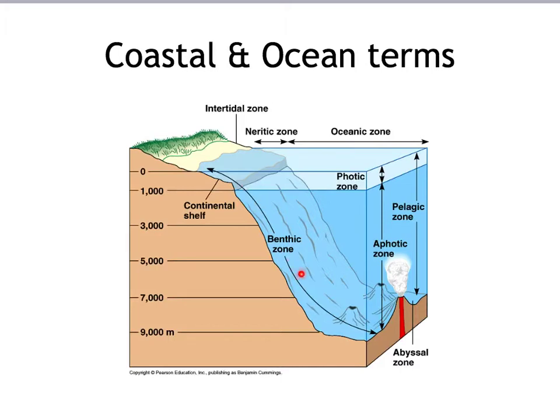The benthic zone is the bottom of the ocean. We have the abyssal zone. The abyssal zone is the deepest part of the ocean out in the ocean. It's the flat part. You may have mountains or whatever due to volcanoes. And with the abyssal zone, of course, you also have trenches, which are the deepest parts of the ocean.